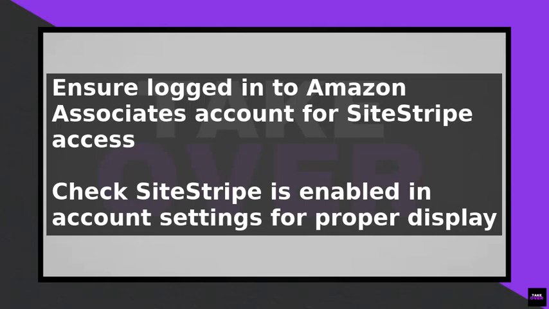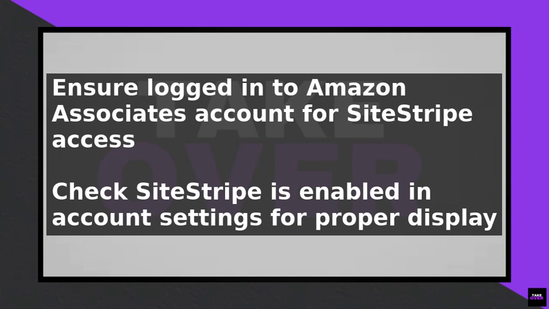To fix Amazon Sitestripe not showing, follow this step-by-step guide. First, ensure you are logged in to your Amazon Associates account, as Sitestripe is only accessible to registered users. Next, check that Sitestripe is enabled in your account settings.